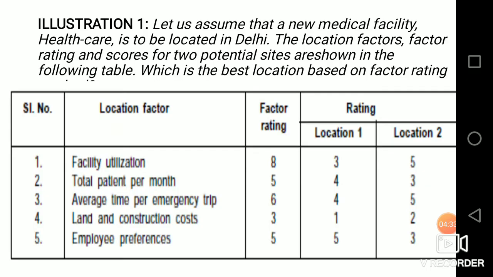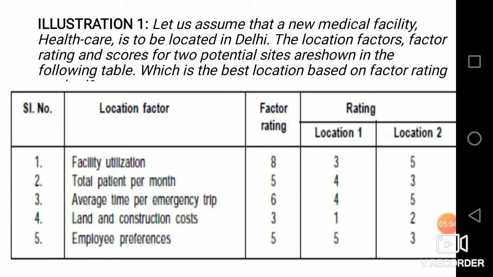So we will see a simple sum here. The first sum: let us assume that a new medical healthcare facility is to be located in Delhi. The location factors, ratings and scores for two potential sites are given in the following table. Which is the best location based on the factor rating? The location factors considered here are facility utilization, total patients per month, average time per emergency trip, land and construction cost, and employee preference.